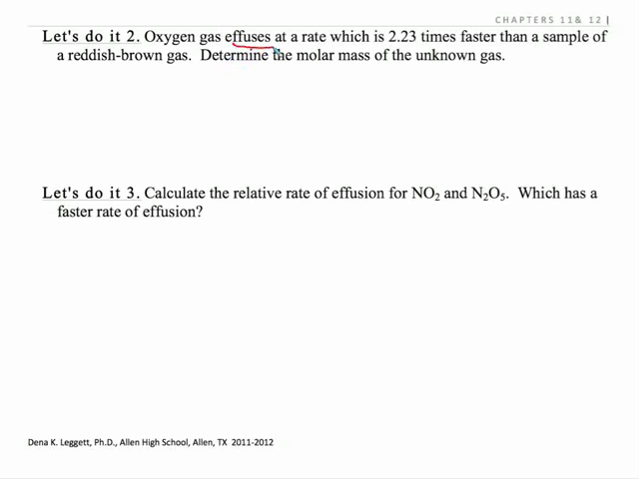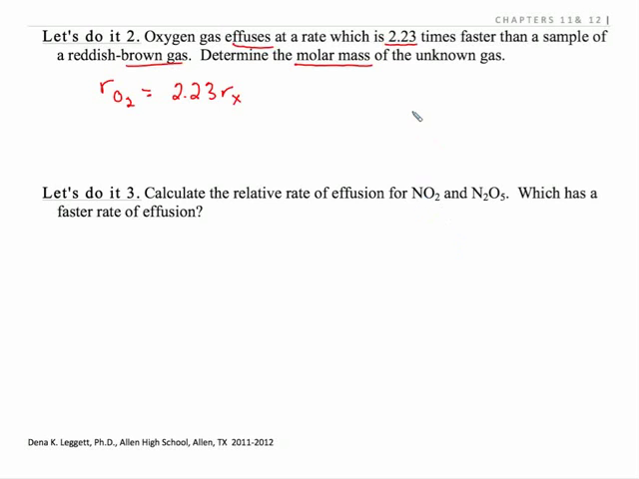Now let's take a look at the next one. It says oxygen gas effuses at a rate 2.23 times faster than an unknown gas. Man, reddish brown gas, I'm going to guess it's got nitrogen in it, but we're not really told. So, all right, so let's write that mathematically. The rate, sorry I put velocity, it's an old habit. Let's put the rate. Velocity works too. Rate of O2 is equal to 2.23 times the rate of our unknown gas X. And then it says determine the molar mass.